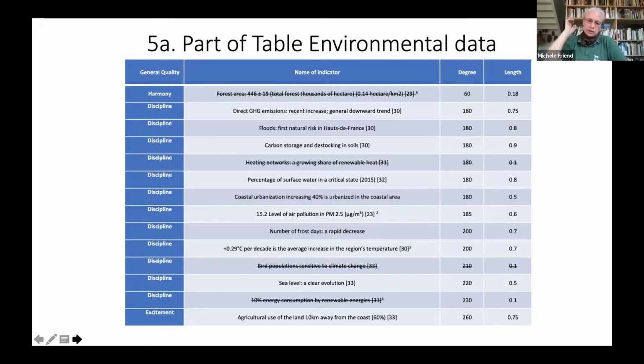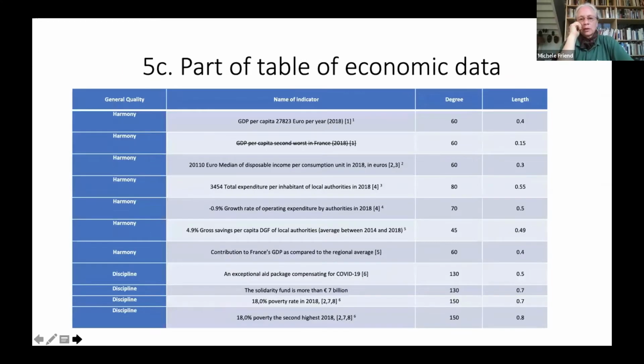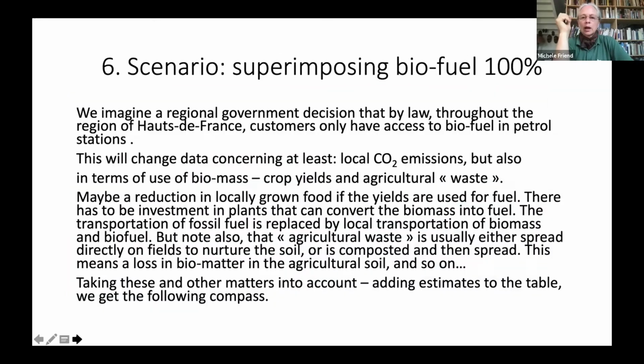We also have to decide on a length, and the length of the data point has to do with what is normal and what are the extremes, what would be the maximum and the envisaged minimum. And that's a fairly regular statistical technique. The degree is the most subjective part of the compass. We make a table for social data, and we make a table for economic data. As you'll see, some things are crossed out. This is because the length is very small, and so we consider it insignificant, and it's not used in the calculation for the compass.